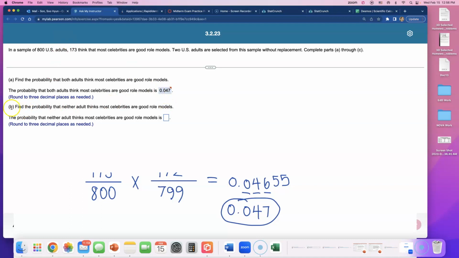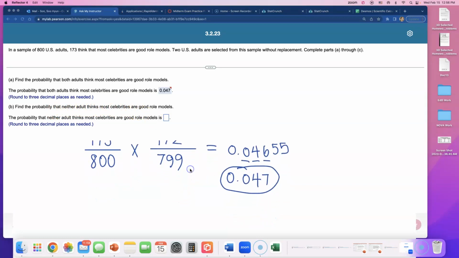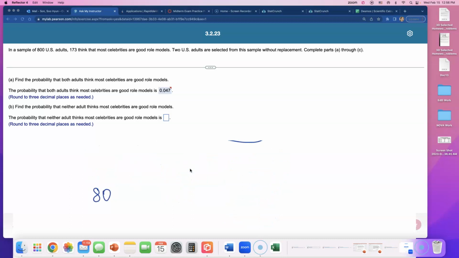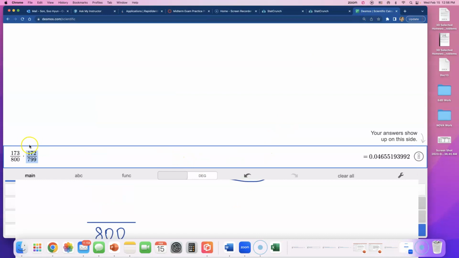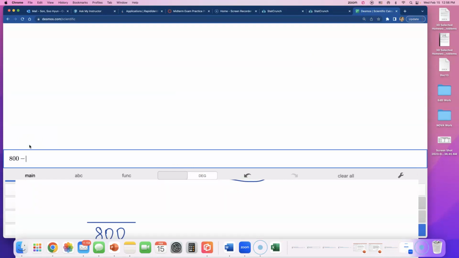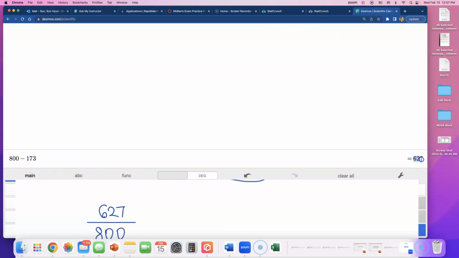Okay, let me do the next one. Find the probability that neither adults think most celebrities are good role models. All right, that's a fun one. So there are 800 total people, right? But out of how many of these 800 think celebrities are not good role models? I'm going to have to subtract. 173 people think they're good role models. So the rest of them don't think that's true. So look at what I'm doing. 800 minus 173. So 627 people think celebrities are not good role models. Okay, these are the people who said yes. These are the people who said no.